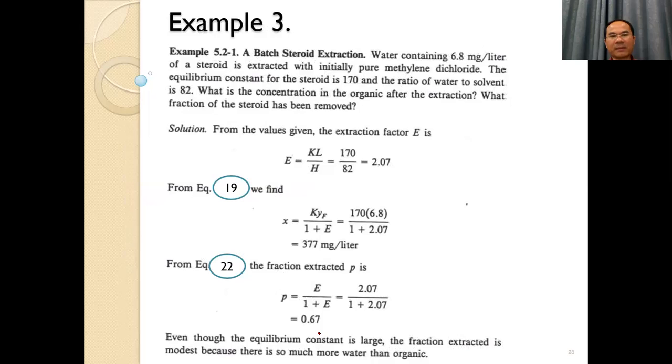For this example, this is a batch extraction. Water containing 6.8 milligram per liter of steroid is extracted with initially pure methylene dichloride. For this system, we have an aqueous solution of steroid, that means steroid dissolved in water. We use methylene dichloride, an organic solvent, to remove the steroid from water. For this case, the equilibrium constant is 170.